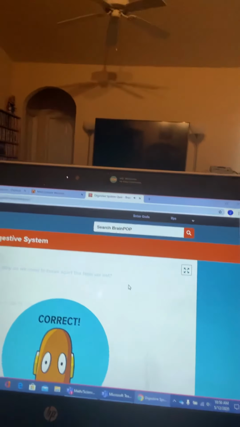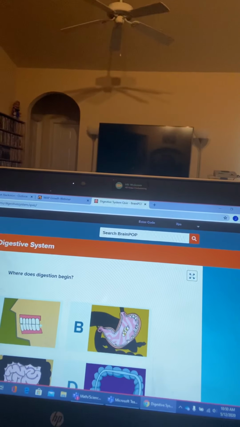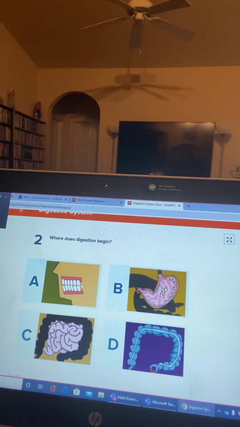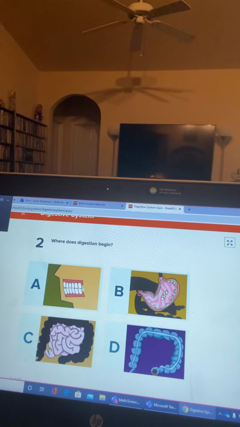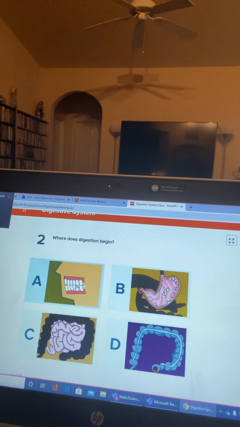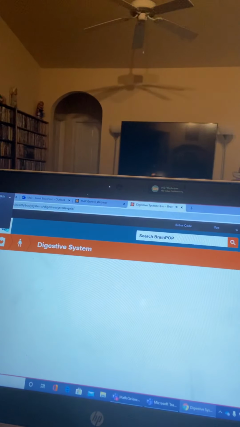The answer is B. Number 2, where does digestion begin? In the mouth, in the stomach, in the small intestine, or the large intestine? Where does digestion begin? You should have put A.